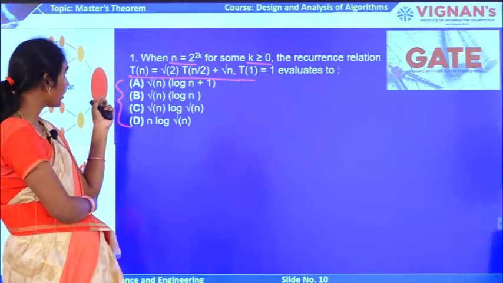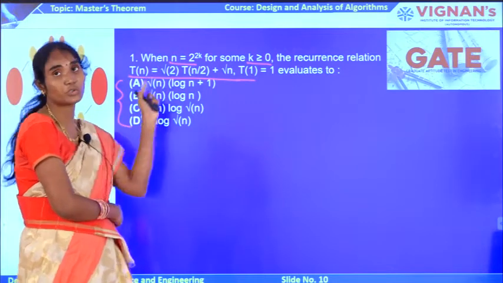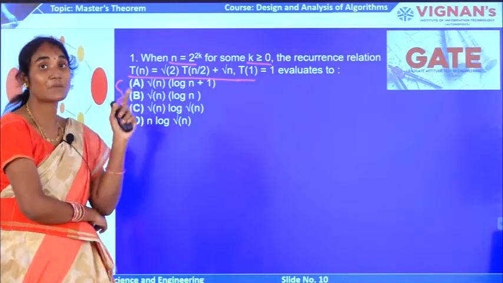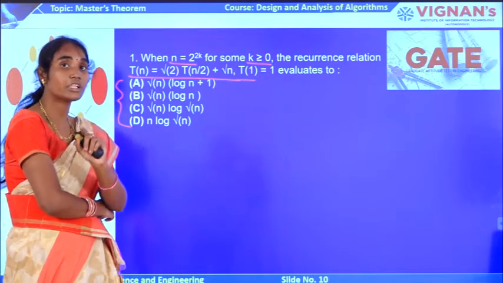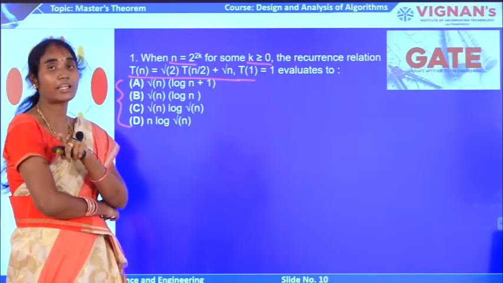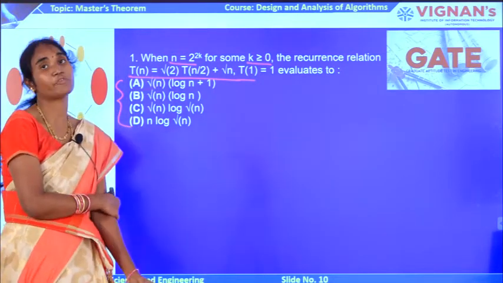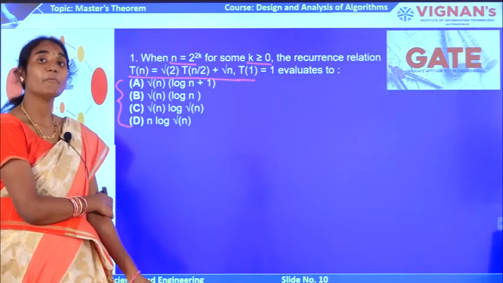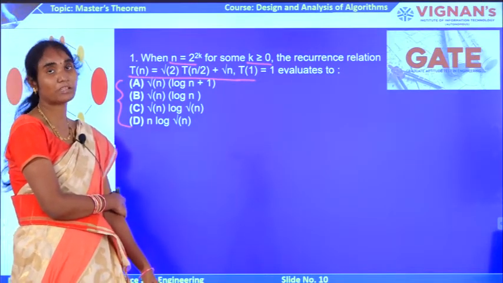Even directly I could not find it, because here n is equal to 2 power 2k, but not n is equal to 2 power k, whereas Master's theorem is given for n equal to 2 power k. Please remember, if n is equal to 2 power k, I can apply Master's theorem, but in the given question n is equal to 2 to the power of 2k, so I could not apply Master's theorem. I have to solve this with the help of the substitution method only.